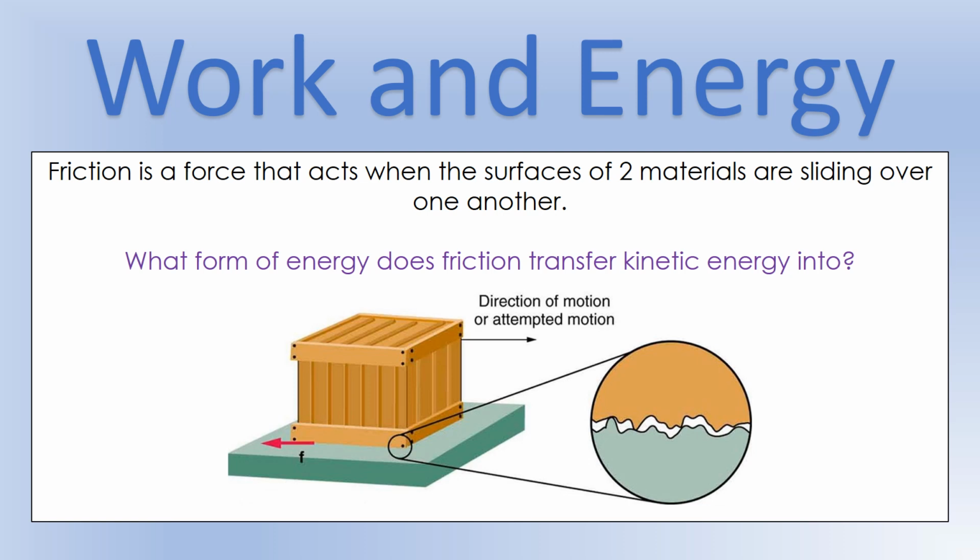Okay, so a force that acts in a lot of situations is friction, and it's any situation where we have two surfaces sliding over one another. And we can see in the diagram the source of a frictional force, the surfaces rubbing against one another. So what form of energy does friction transfer kinetic energy into? So pause your video, write down what you think it is, and then we'll take a look.